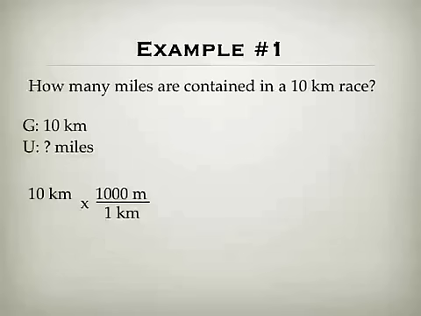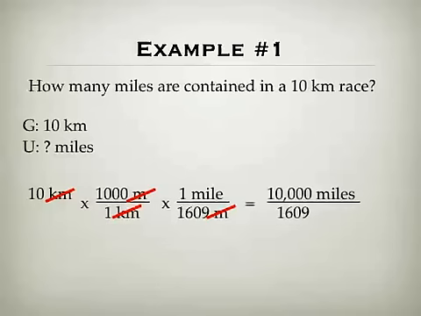So I put kilometers down in the denominator and 1,000 meters up top. That means my kilometers will cancel out. The next step would be then to go from meters to miles, and since I know that there are 1,609 meters in 1 mile, I'm going to put 1,609 meters down in the denominator, 1 mile up top. That allows us to cancel out our meters, and that leaves me left with only the thing that I'm looking for, which is miles. So I multiply all the way across the top, I multiply all the way across the bottom, and then I divide the top by the bottom. Leaves me with 6.22 miles.